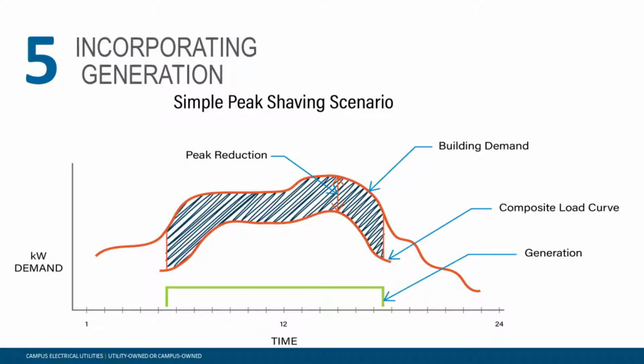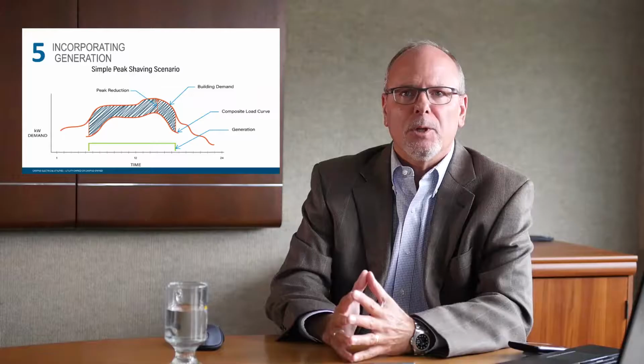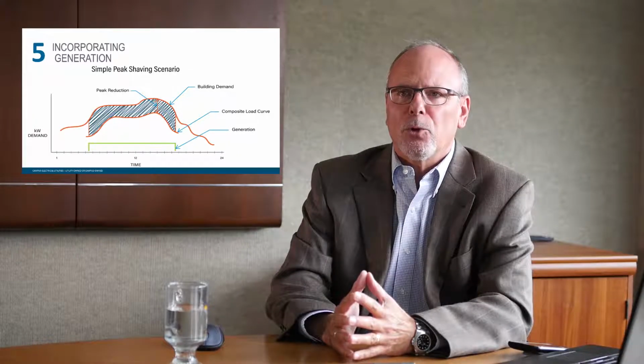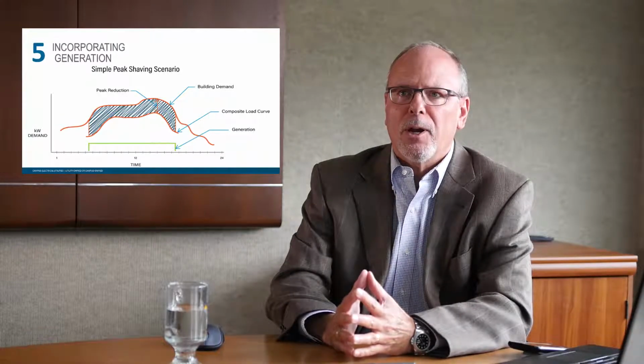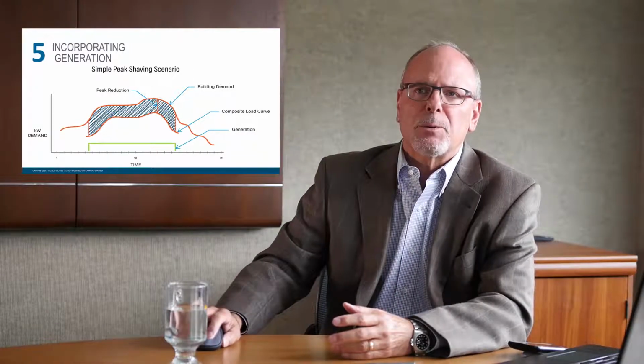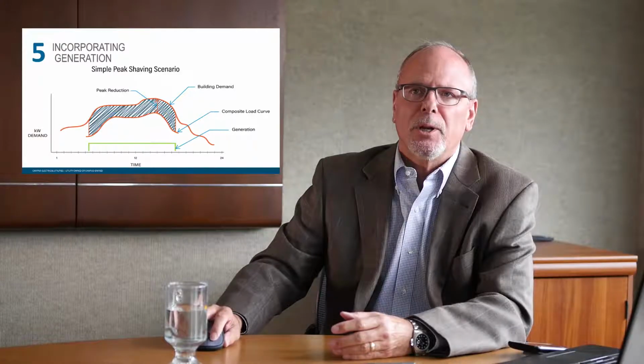Now, what you do ideally is you make this correspond to the penalty periods in your rate schedule. So basically, you're taking advantage of loopholes that are built into the rate schedule by generating during times when energy costs you more than it normally would. So this is a peak shaving scenario, the simplest way to use generation.